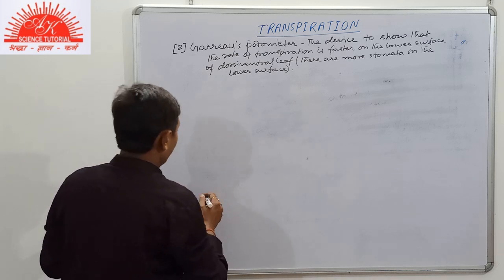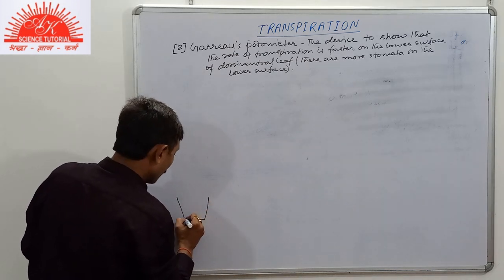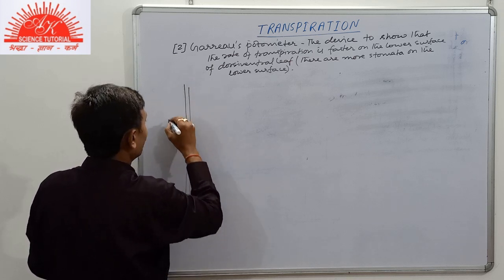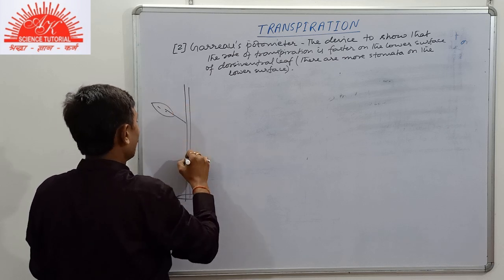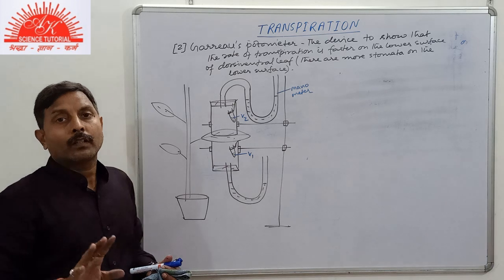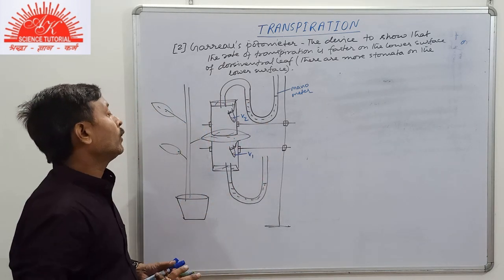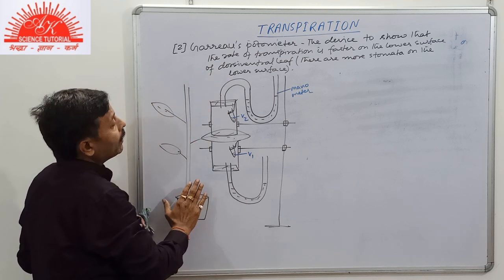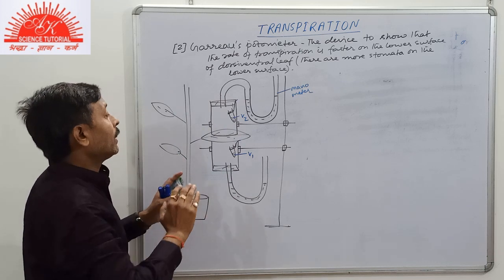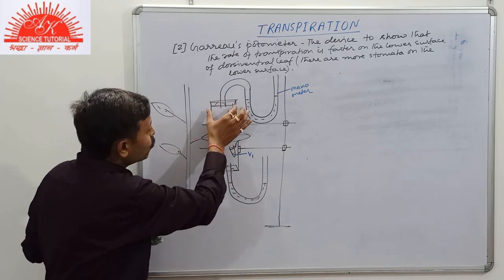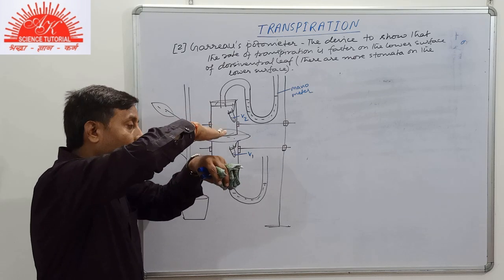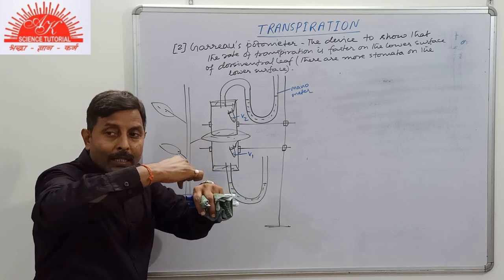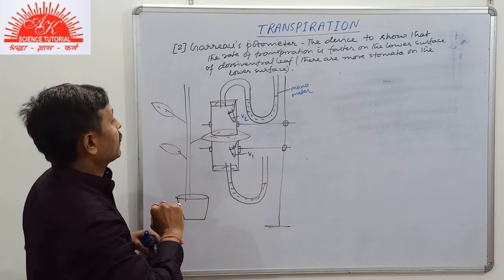Now here is the diagram. This is the setup of Goriot's potometer. We see here we have taken a small garden plant, and on a dorsiventral leaf, that is on one of the leaves, we place two glass tubes tightly on the upper and lower surfaces. Around the glass tube we apply wax or grease to make it airtight.